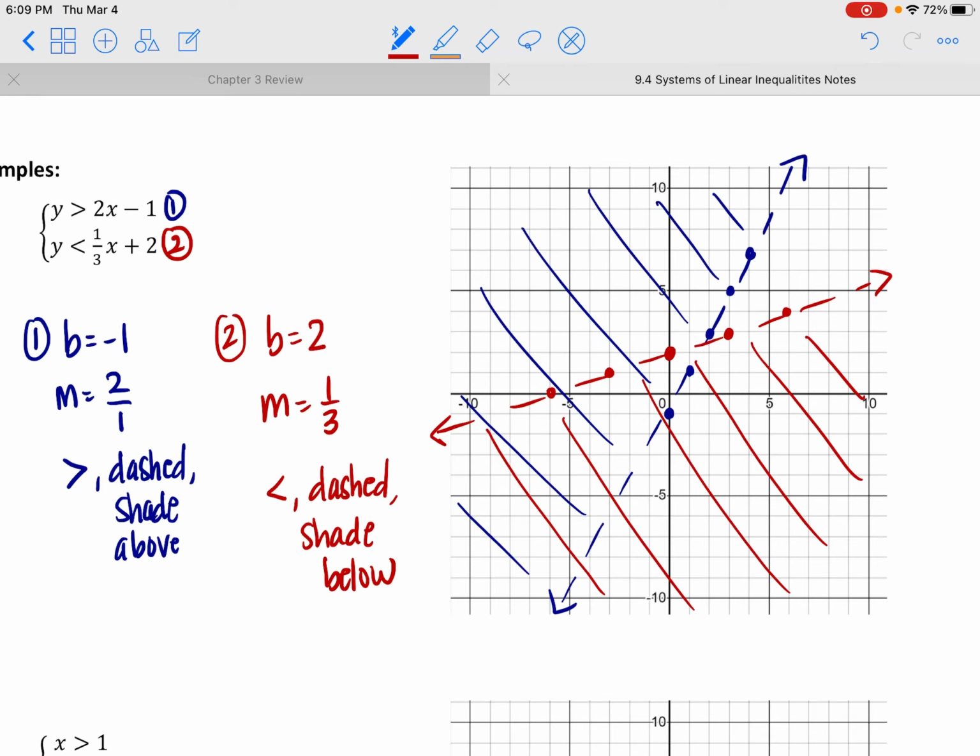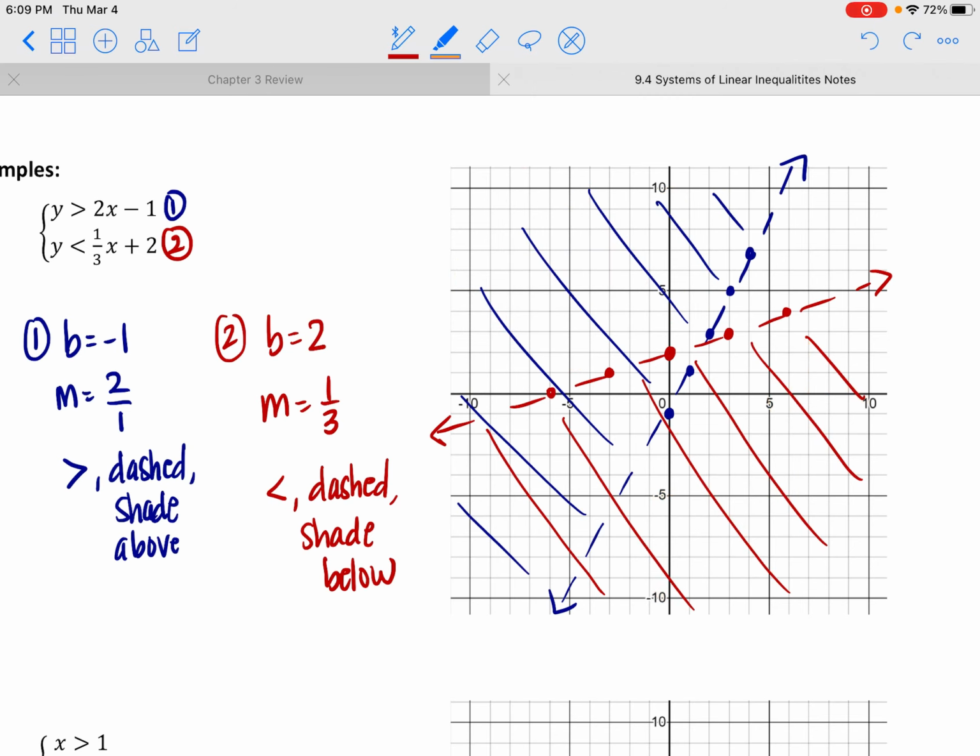But what we want when we're looking at this system is at the same time, where are the points that make both inequalities true? That is, where do our solution regions overlap, or where are both shaded? So in this area, it's only blue shading. That would make only the blue inequality true. In this area, it's only red, so only the red's true. In this area, neither one. No solutions to either inequality.